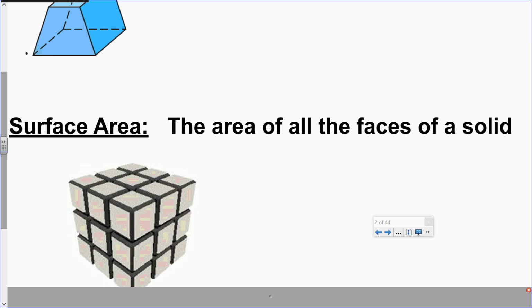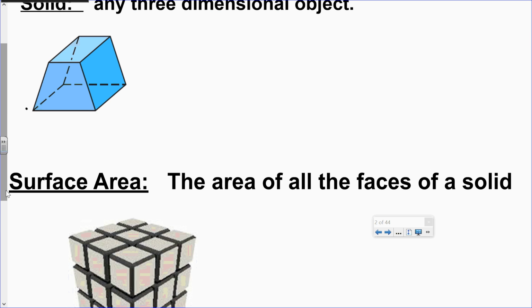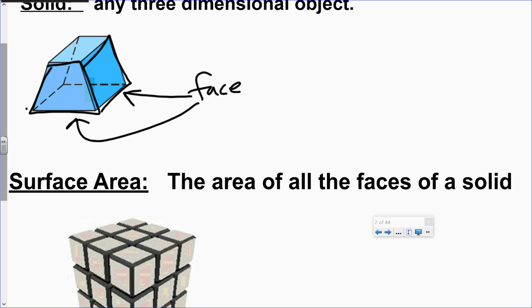Faces? What the heck is faces? Where does the word face come in? What the heck is a face? Well, look at that prism you just drew a little while ago. Every shape is a face. So look right here. I outlined a trapezoid and I outlined the rectangle. Those are called faces. Go write a face. The rectangle and the trapezoid are a face. And I'm saying, look, the surface area is the area of all the faces of a solid.